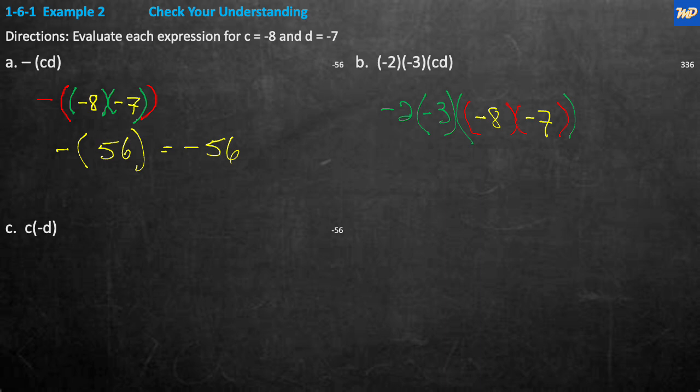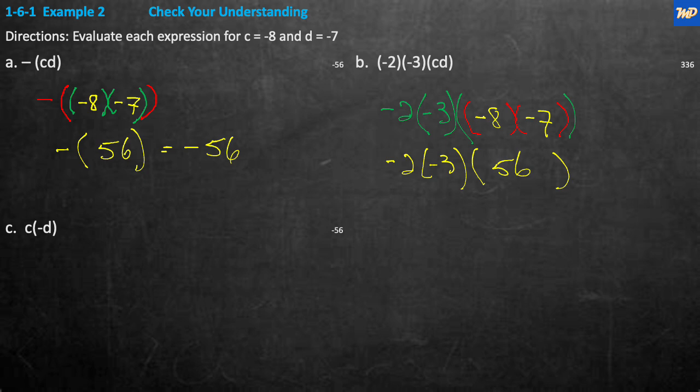And we go to the innermost parentheses first, right? So you're going to get, I'll keep it yellow, -2 times -3 times 8 times 7, two negative signs is positive, is 56. So we've cleared out this set of these parens, and now we're left with this one set here.